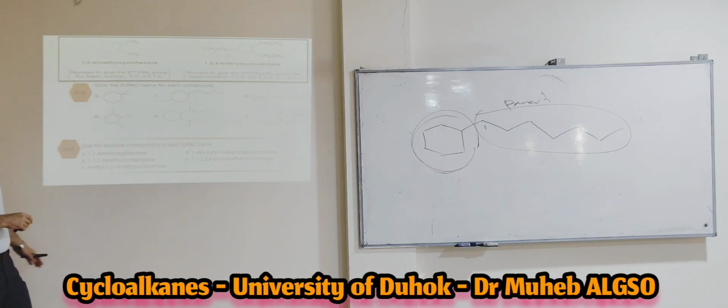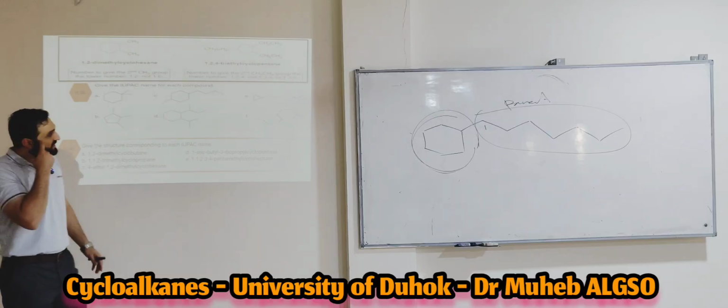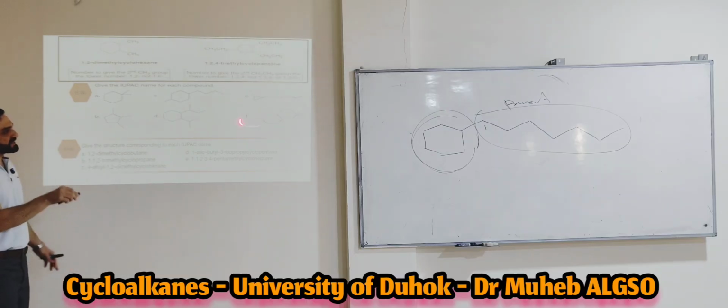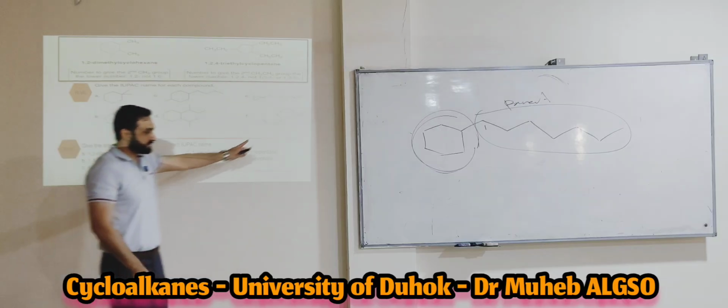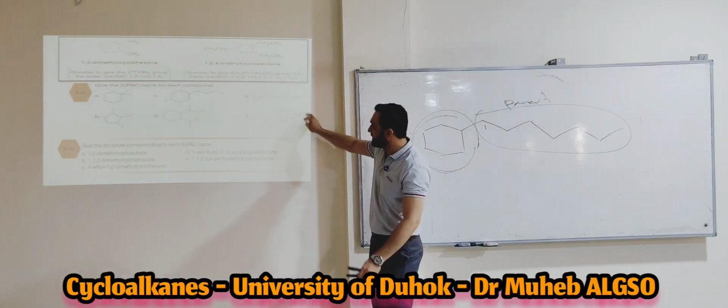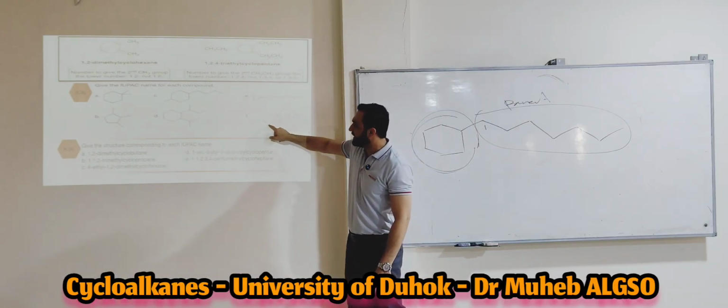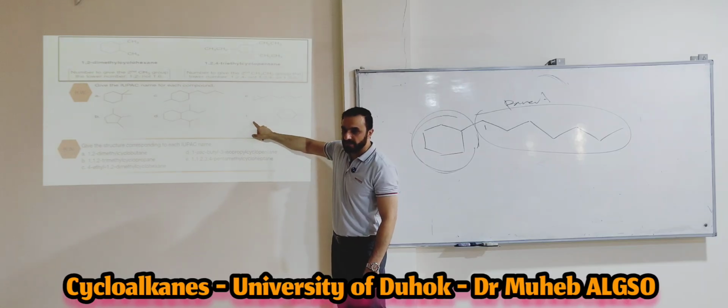So, give an IUPAC name for each compound. This is homework for you. What is the name of this, for example? For this, we have methyl, and what do we have here? Methyl, ethyl, propyl, butyl. Okay.